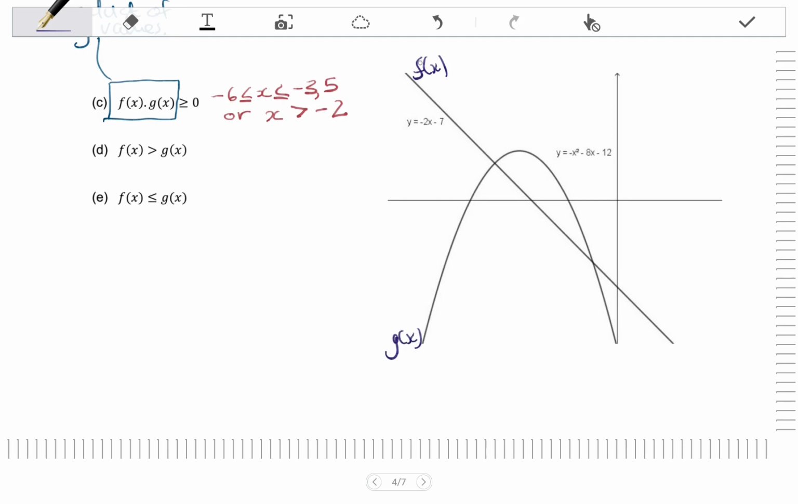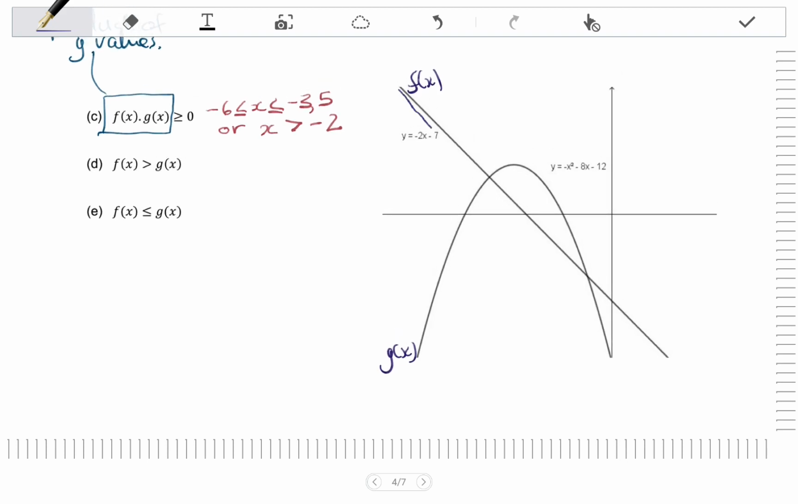So moving from left to right, we start with the graph of f of x being above the graph of g of x. If it's above, it means that the y values are greater. So this part of the graph, we have f of x above g of x. But then at the point of intersection, it changes. After the point of intersection, f of x is below g of x, which is not what we want. Again, at the other point of intersection, things change, and f of x is above g of x again.